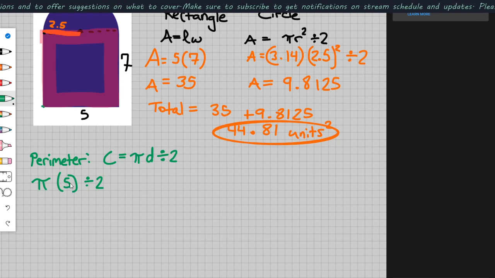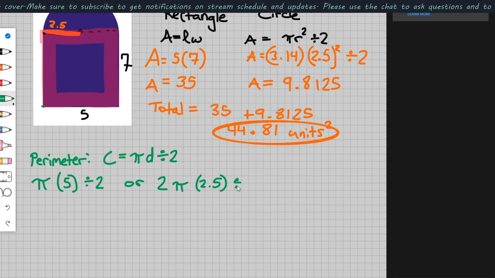If you wanted to, you could also have used, I'm going to write or, 2 pi times the radius, which is 2.5, and divided by 2 at the end as well. That's another option you could have done because both of these are the same. So 5 times 3.14.